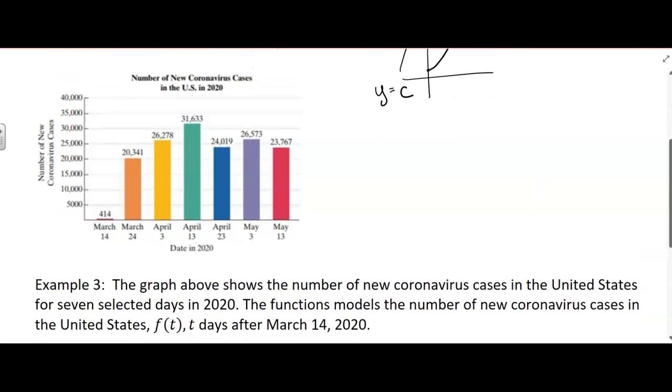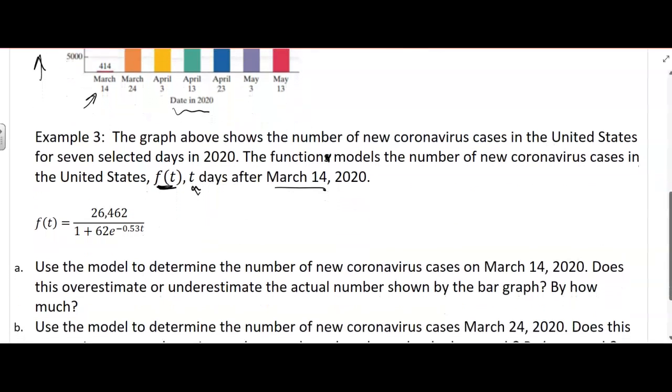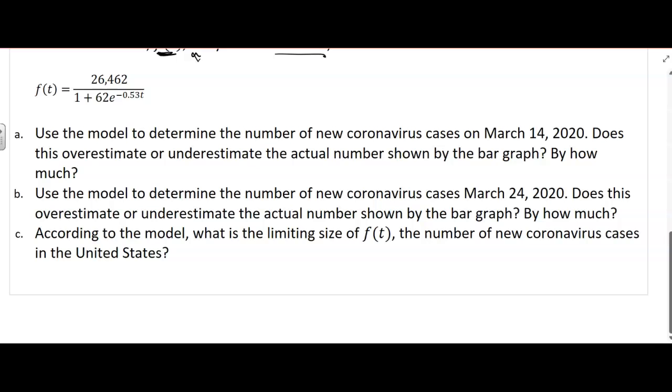So here's a graph of the number of new coronavirus cases, tracked fairly recently. These are dates in 2020, starting at March 14th, and this is the number of cases. The graph shows the number of new coronavirus cases in the United States for 7 selected days in 2020. The function models the number of new coronavirus cases in the United States, f of t, t days after March 14th. So we're counting days for time, and here's the model right there.